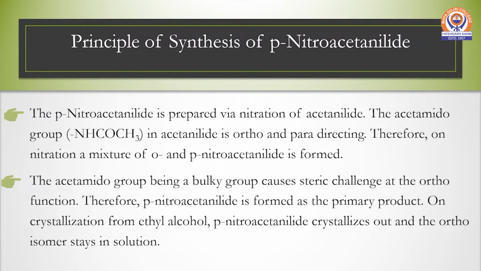That is the reason why para-nitroacetanilide is formed as the primary product, and upon crystallization from ethyl alcohol, para-nitroacetanilide crystallizes out while the ortho isomer, which is formed in minor amount, stays in the solution. So that is how you can separate the para and the ortho isomers of nitroacetanilide.